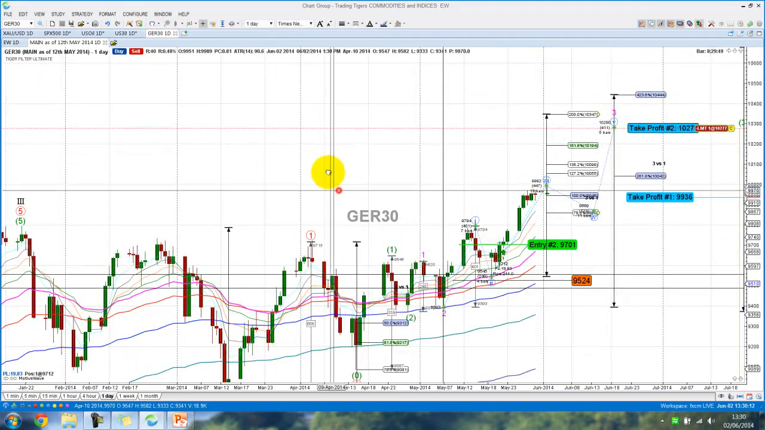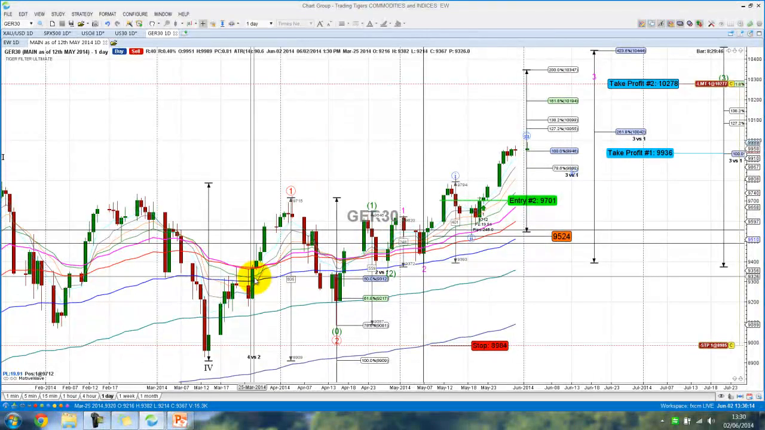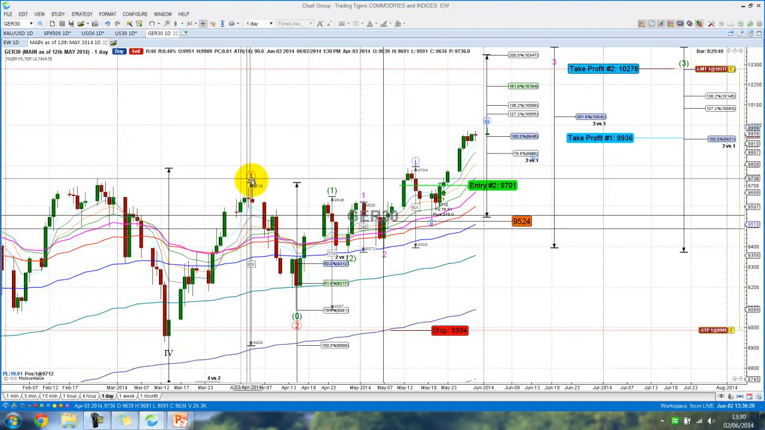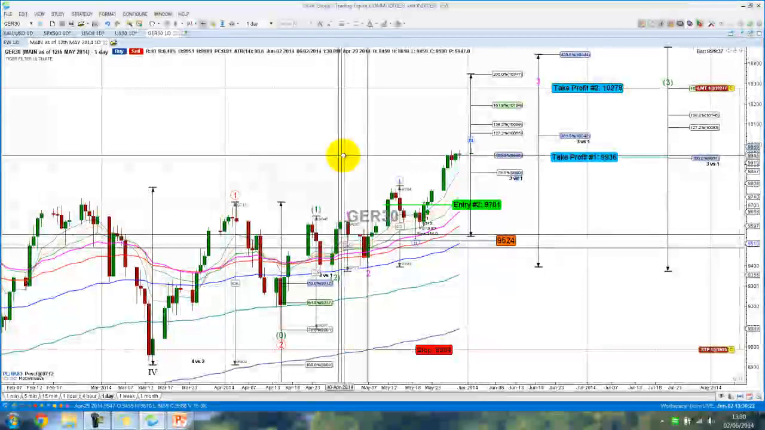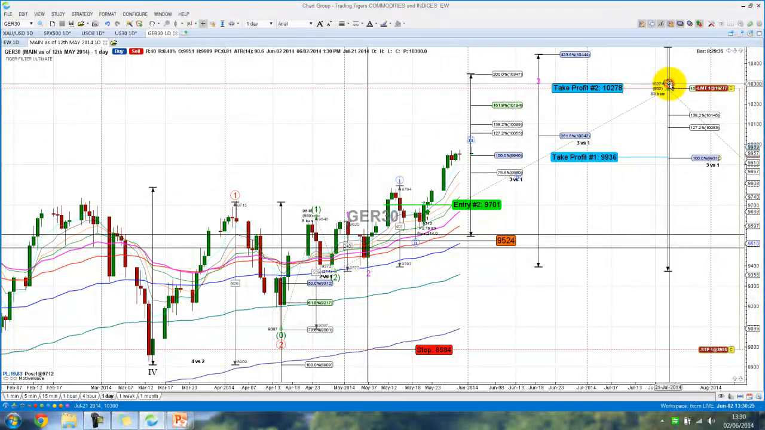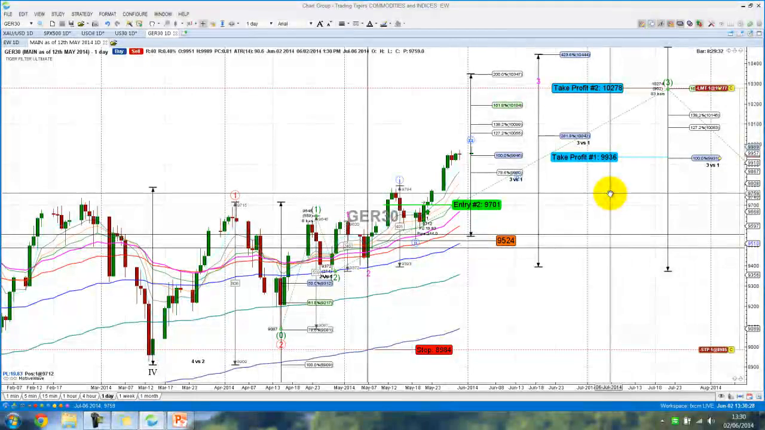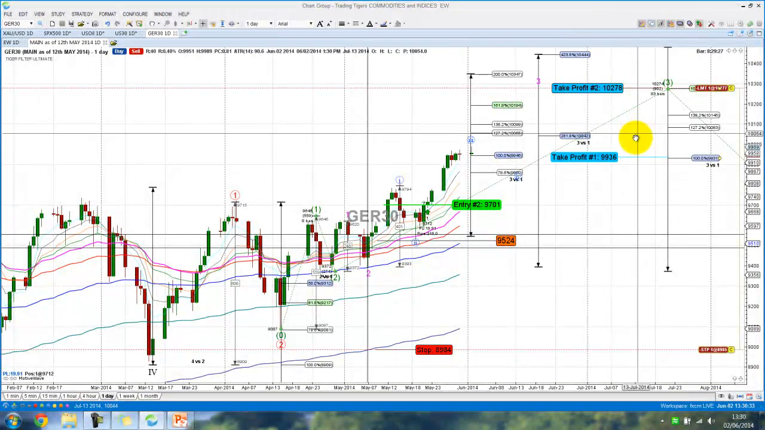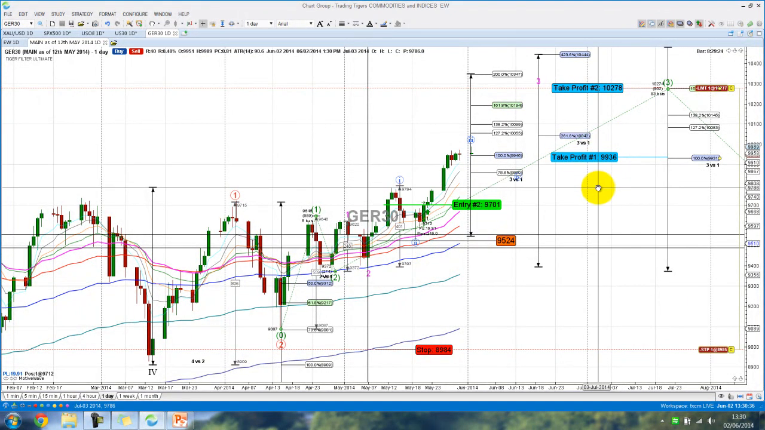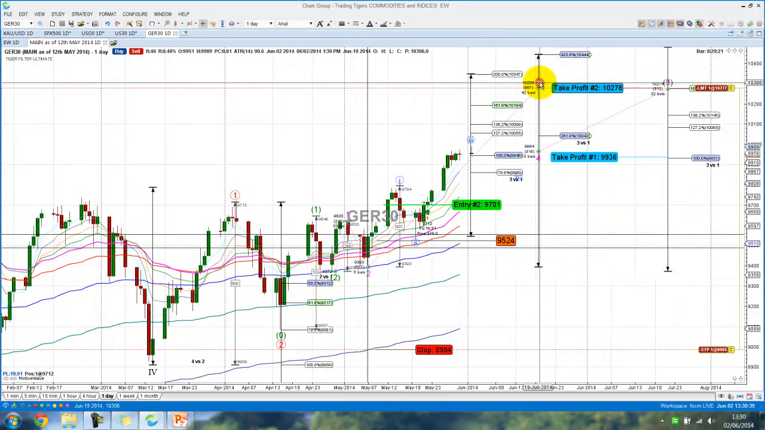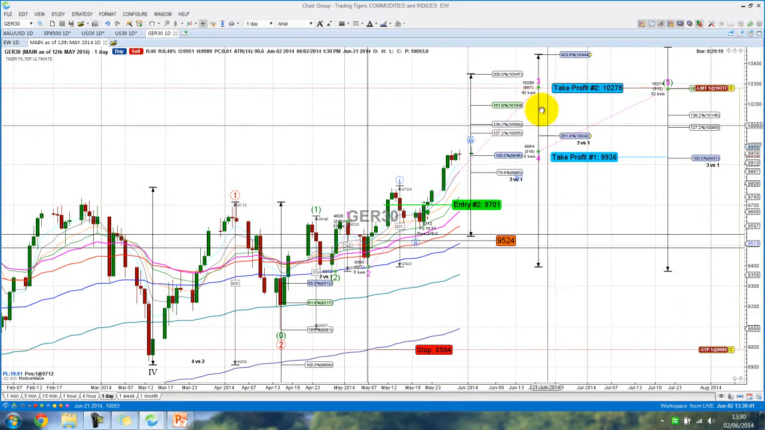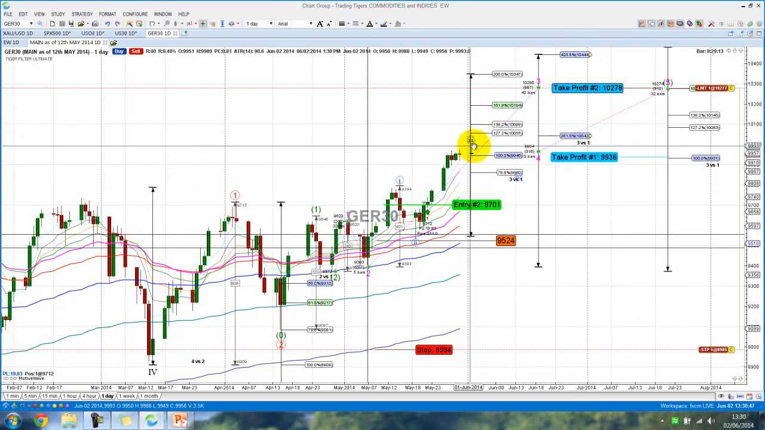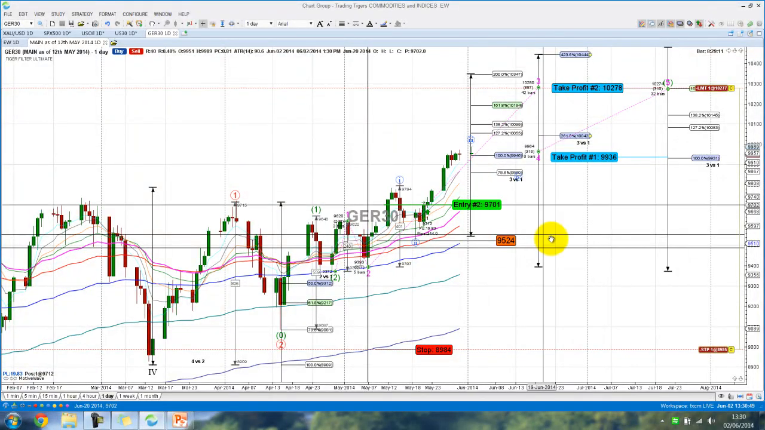Okay, German 30, we're in a wave 3 currently of the primary degree, which is red in brackets, and its subwaves are the intermediate being in green in brackets, and we've targeted wave 3 to end at 10278, and that's the 161.8 on the Fibonacci expansions. So the subwaves of that are the minor, which is pink, and subwaves of that are the minute, which is blue and in brackets.